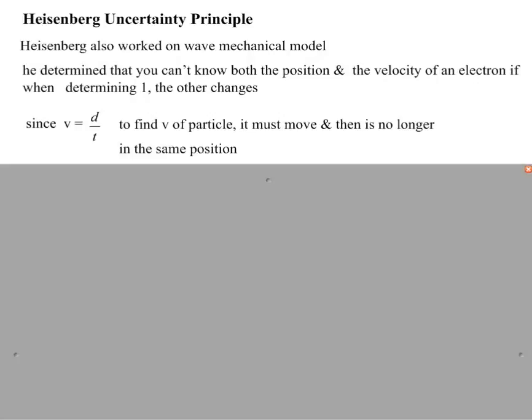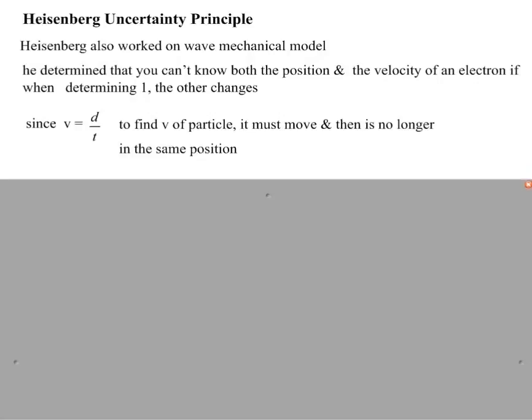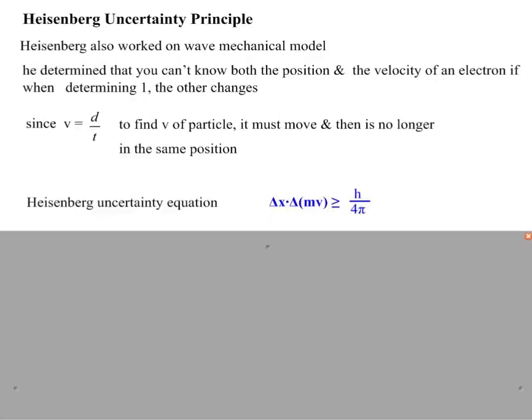So Heisenberg came up with an equation to approximate the momentum of the electron. Heisenberg's equation looks like this. We have the change in position. X represents position. M is mass. V equals velocity. Mass times change in velocity is momentum. So I take the position times the change in momentum.